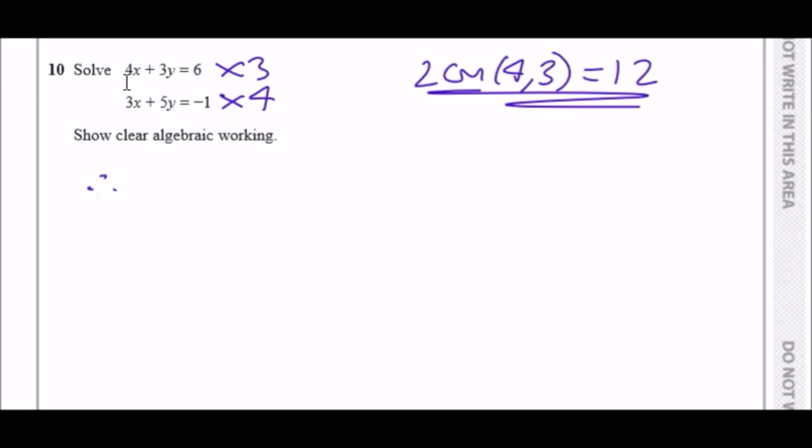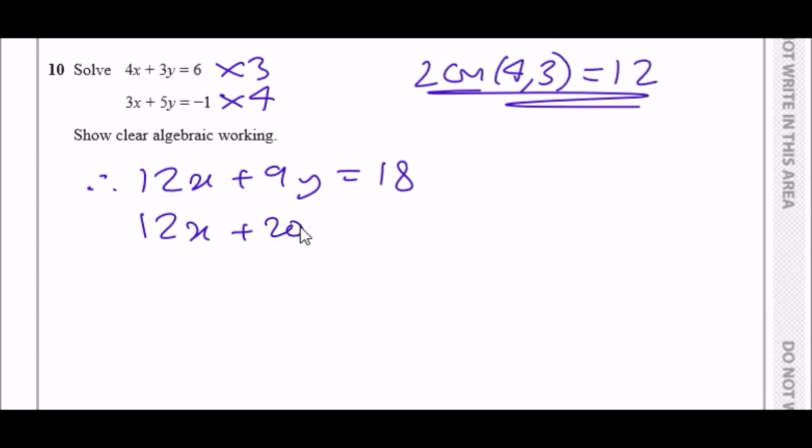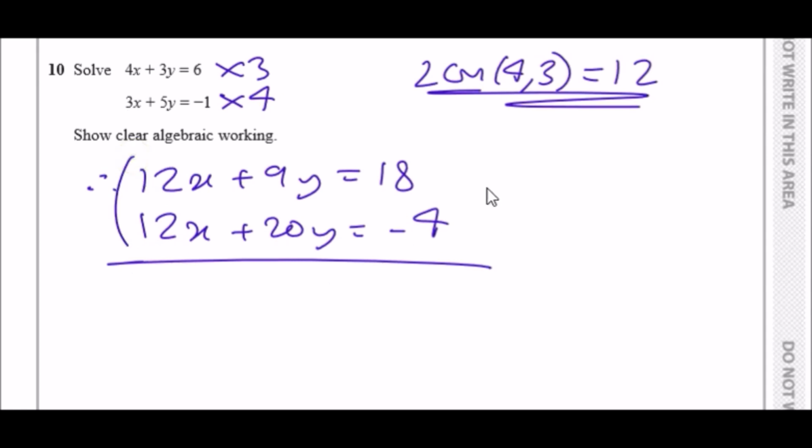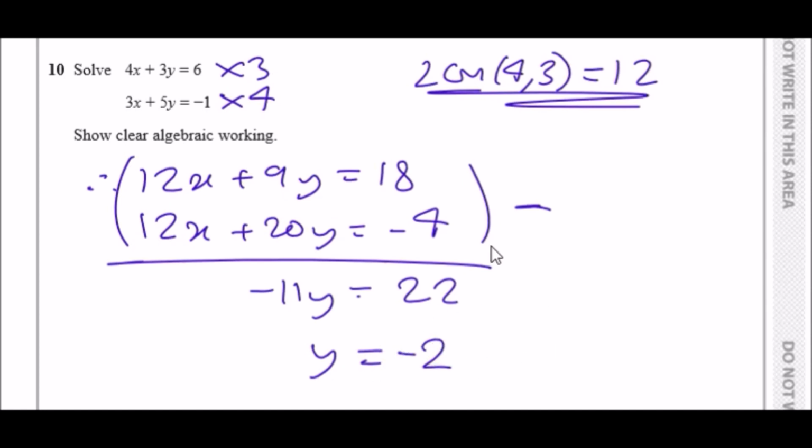So from the first equation, times the whole set by 3, you got 12x plus 9y equals 18. Second equation, times by 4, 12x plus 20y equals negative 4. Now all you want to do is subtract. 12x take away 12x is gone. 9 take away 20 is minus 11y. 18 minus 4, so it becomes positive, 18 plus 4 is 22. So dividing, you got 22 over minus 11, which is minus 2. And that's it, you solve for y.